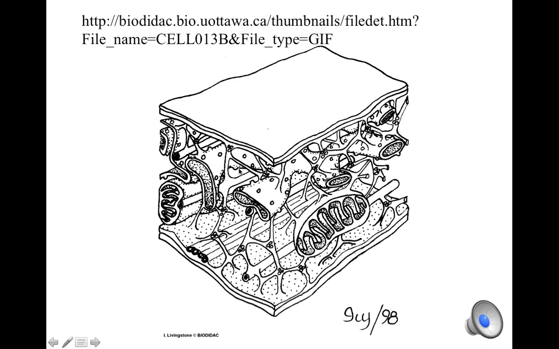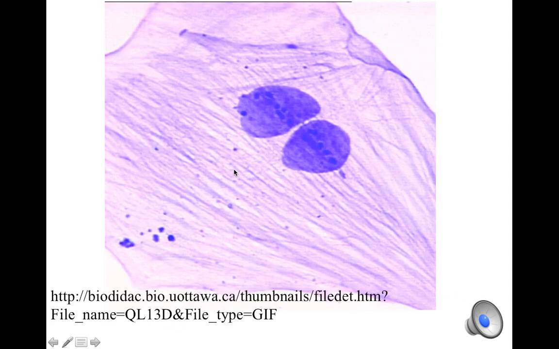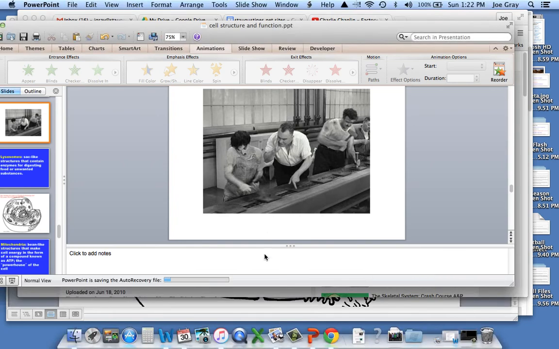So here's the makeup of our cytoskeleton right here. And you can see the microtubules, like little pipes running through the cells, and then these little fibers connecting between the pipes that provide support. Here's an actual photograph of the cell, similar to the cells inside your mouth, showing the cytoskeleton. And you can see how the nucleus is right in the middle of it.